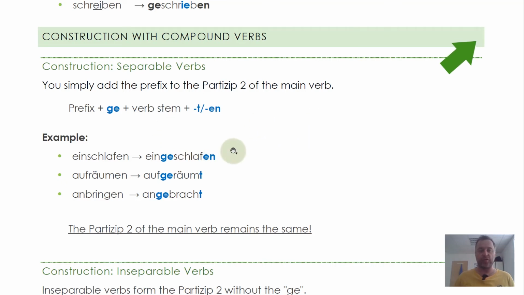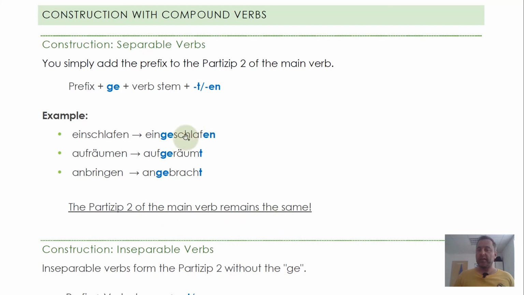explain everything to you. Here we have an additional prefix, and like the name suggests, this goes in front of the past participle, Partizip 2. So you put the prefix, then you put the GE, then you put the verb stem, and then you put the T or EN ending. So einschlafen is eingeschlafen, aufräumen, aufgeräumt, anbringen, angebracht. So fall asleep, to clean, and to put on a wall something. So here, the rest, the creation of the past participle stays the same. You just add the prefix in front.